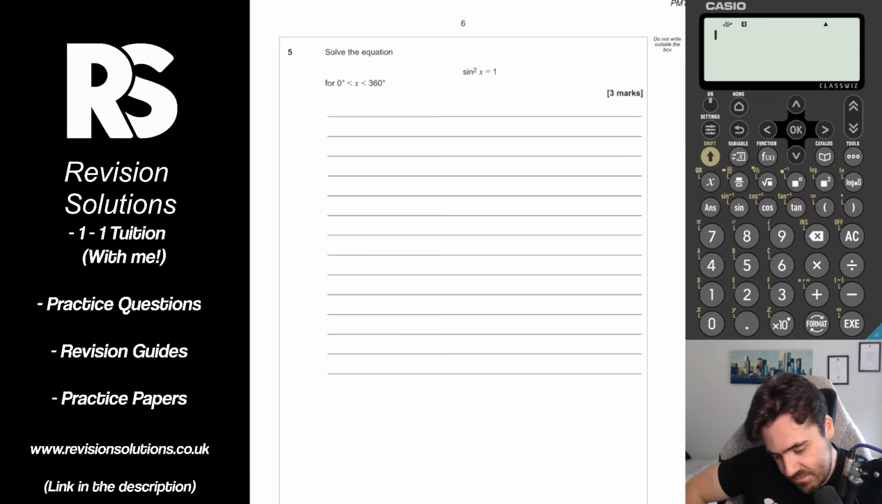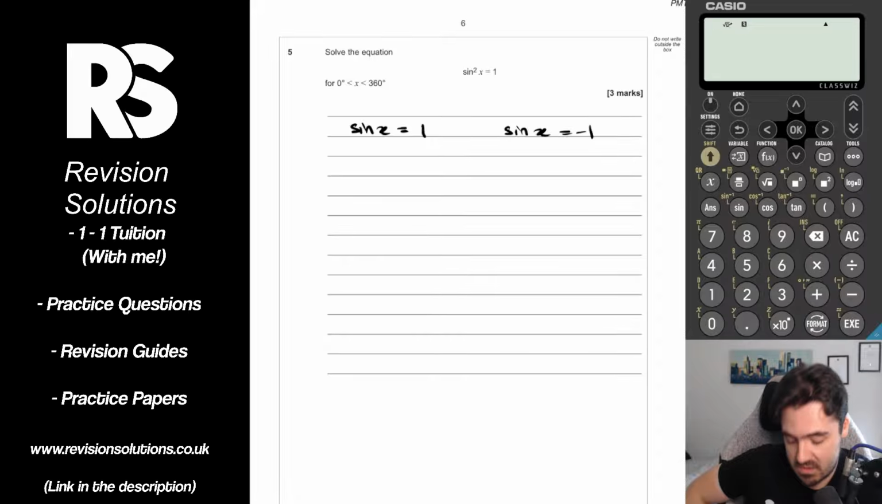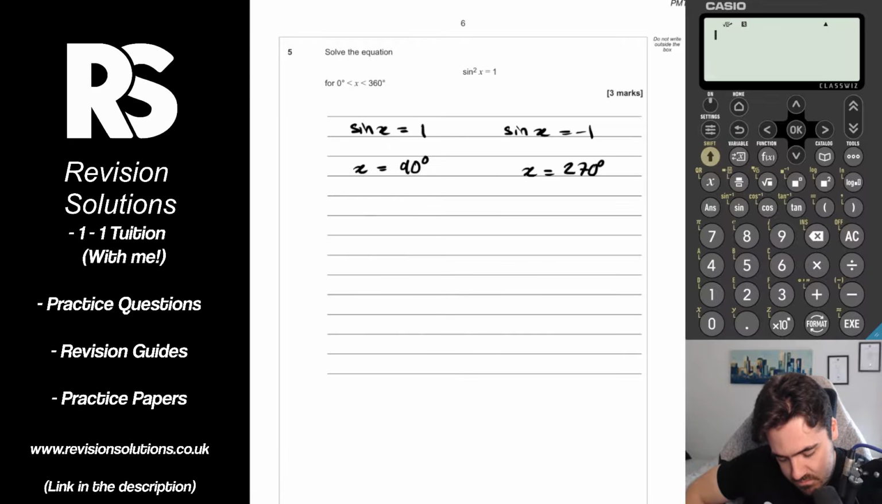Going for question 5 now. It says solve the equation sine squared x equals 1. Well, we can reduce that down to sine x could equal 1, or sine x could equal minus 1. And it wants the solutions from 0 to 360, so just in the first cycle of the sine graph. Well, that happens where sine x equals 1 once between 0 and 360. That's at 90 degrees. And then it's minus 1 once at 270 degrees.